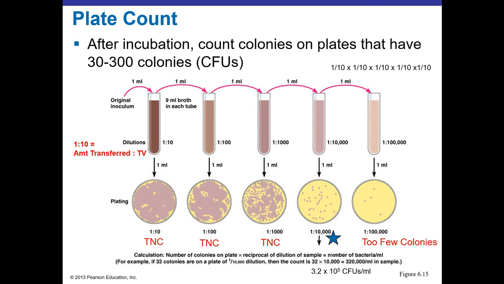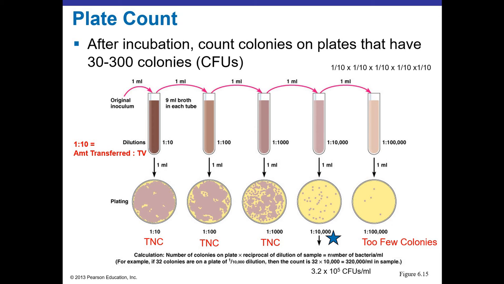The one that we want to use to give us a statistically valid countable number is going to be the 1 to 10,000. That is starred there because when we look at that plate, it has that magic number, the 30 to 300 colonies. If you count that plate, you see that it actually has 32 colonies there. You can continue on to the next plate for the 1 to 100,000. And yes, there are 4 colonies on there, but that's too few colonies to be statistically valid.